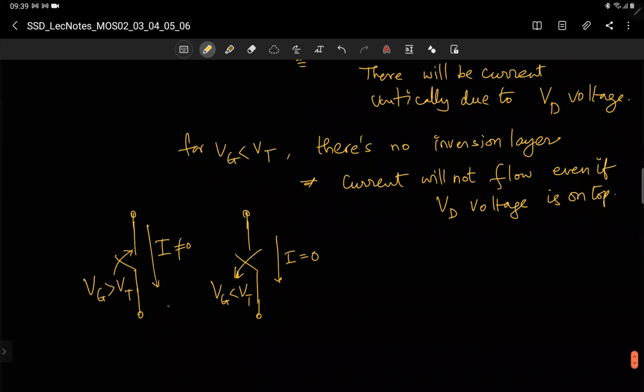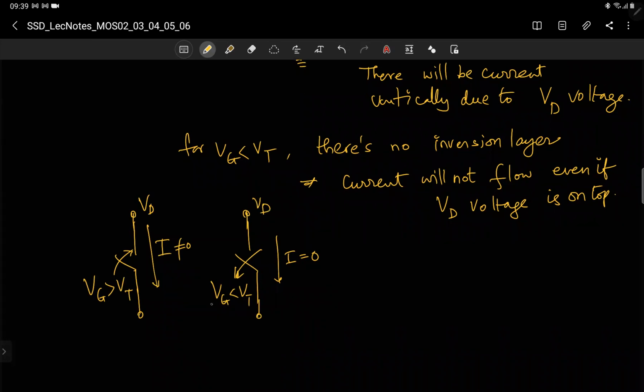Okay, so that is why it is called threshold voltage. When the controlling voltage is greater than Vt, it means an inversion layer is there, and if any bias is there, current will flow. You know, bias on top. This is Vd.